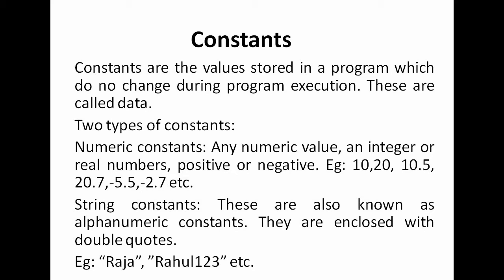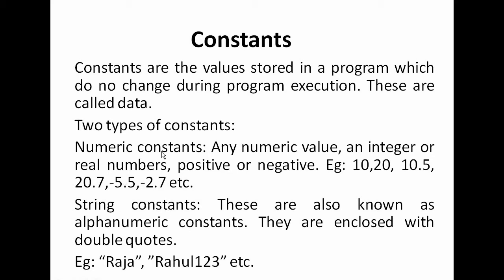What do constants mean? Here constants are the values stored in a program which do not change during program execution. So constants are basically fixed values that do not change while the program is executing. That means while the program is running, the fixed value does not change. These values are called data. We have two types of constants: numeric constants and string constants.